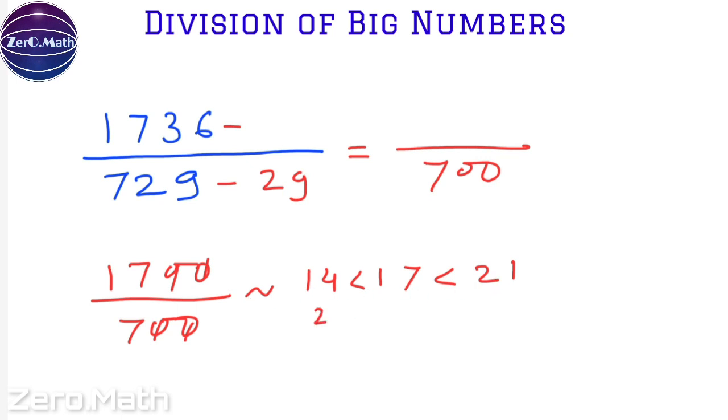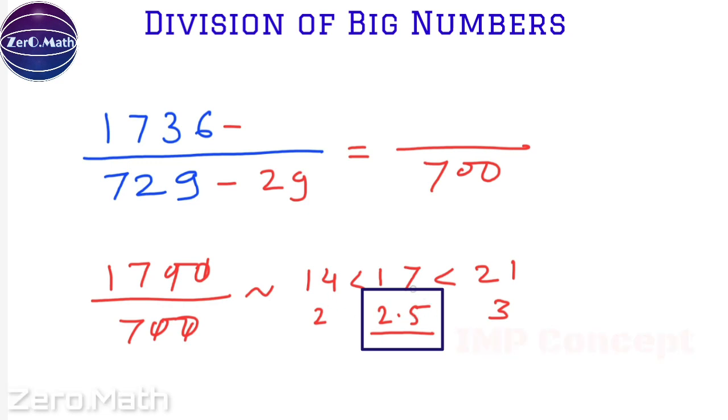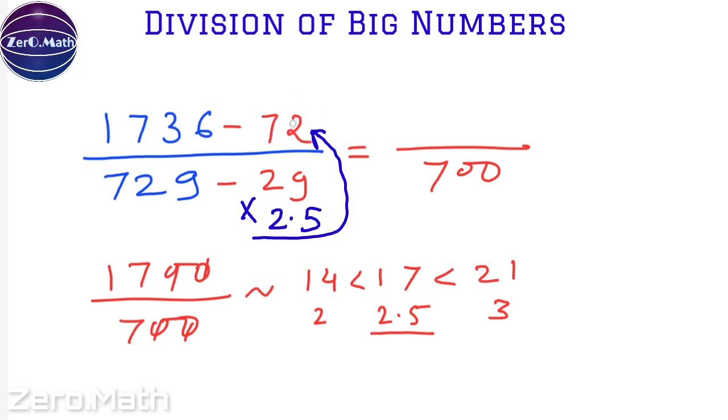So if I take the approximate value as 2 or 3, that won't be accurate. Rather than that, 2.5 would be a more accurate approximate unit value. And this is something you should understand. The closer the approximate unit value, the closer the answer you are going to get. This is a very important thing you should remember, and this is a common mistake which everyone makes, like how to choose the approximate unit value. So 2.5 times 29 would be 29 times 2 is 58, and half of 29 will be 14.